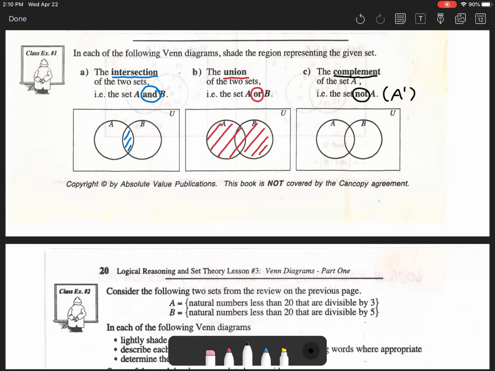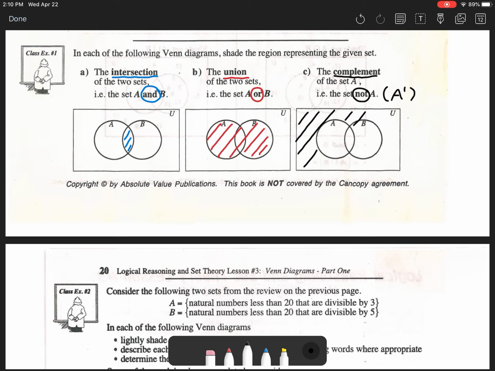And then lastly, we talk about the complement. So the complement of set A, we read that as "not A." And if we had to notate it, it would look like this: A prime, with a tick there. So that is how we notate the complement of A. So basically, when we do these questions, we think about what A is, and then I want everything except that.